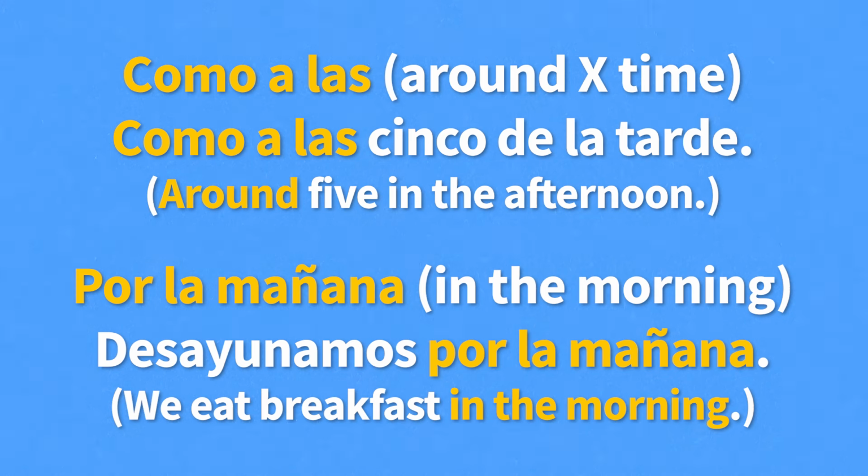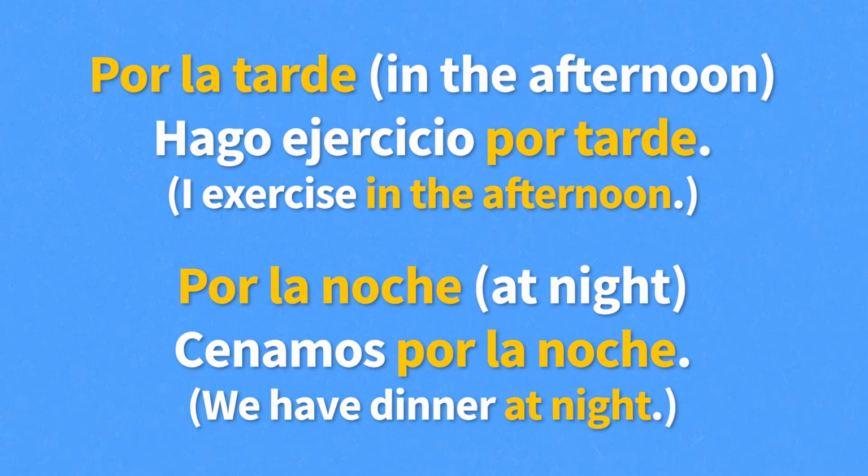Como a las, around X time. Como a las 5 de la tarde, around 5 in the afternoon. Por la mañana, in the morning. Desayunamos por la mañana. We eat breakfast in the morning. Por la tarde, in the afternoon. Hago ejercicio por la tarde. I exercise in the afternoon.